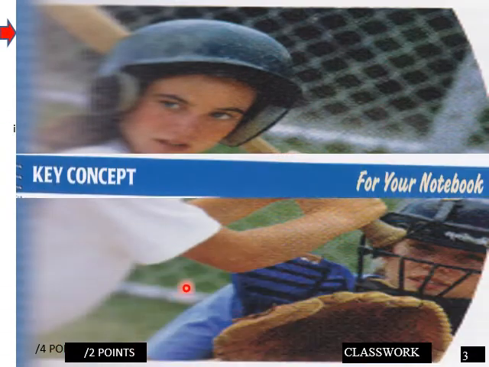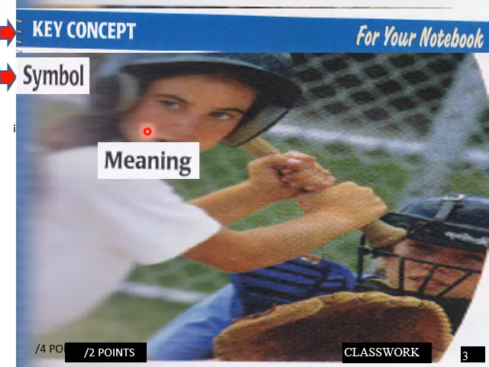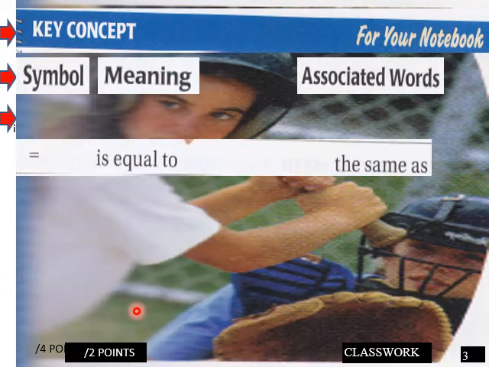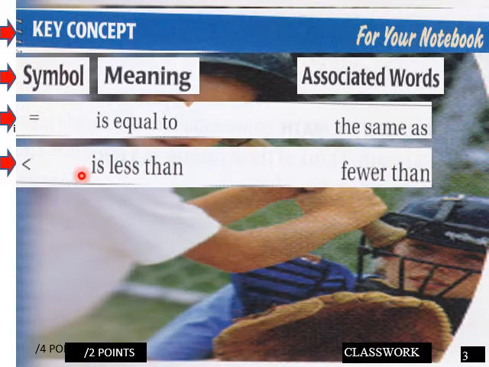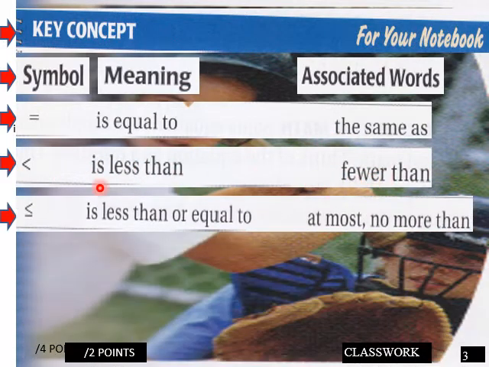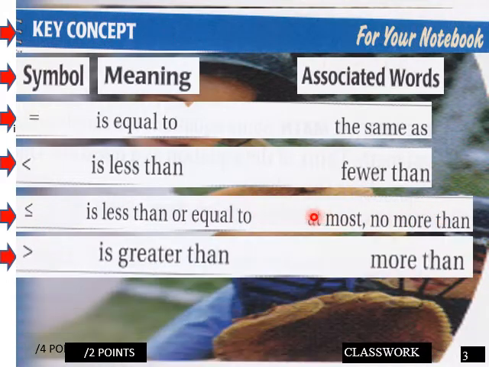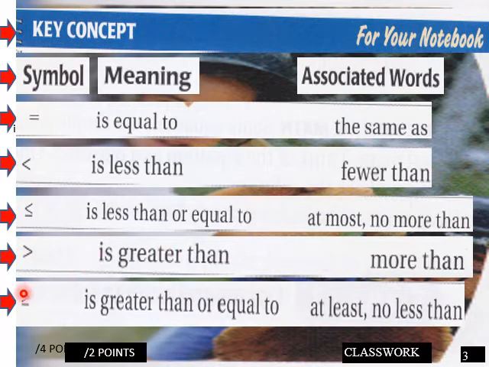Okay, so here we have our key concept: symbol, meaning, associated words. Equal: same as. Less than: fewer than. Less than or equal: at most, no more than. Greater than: more than. And greater than or equal: at least, no less than. So these would be the verbalization of these symbols.